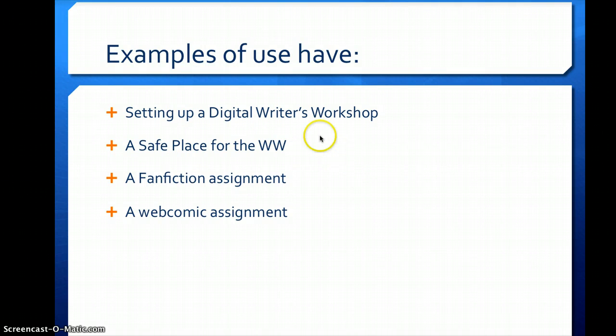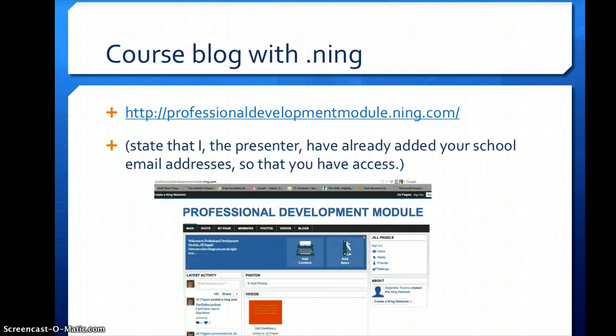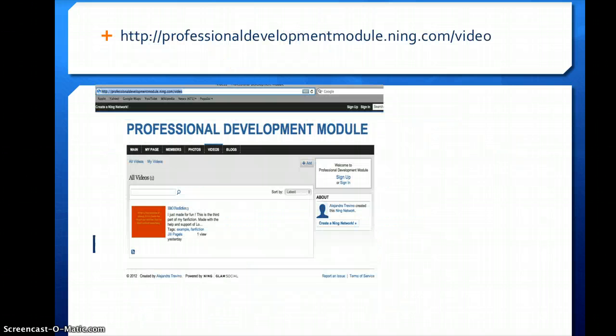Examples of use have setting up the writer's workshop, a safe place, and then we have a couple of assignments. Here, on these next few slides, we talk about doing the prep work, setting up the website, attaching everybody's email addresses so that the class is part of the professional development module, is what ours is called, but yours would be called 8th grade writer's workshop or whatever your name is. So since we've already added your emails, we will be able to continue on with our exercise today.